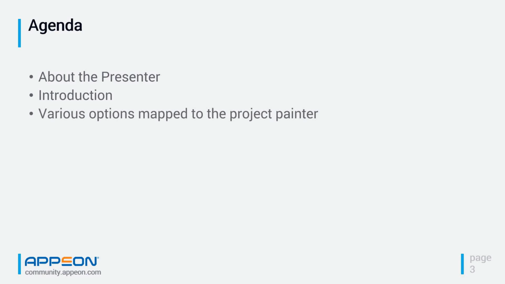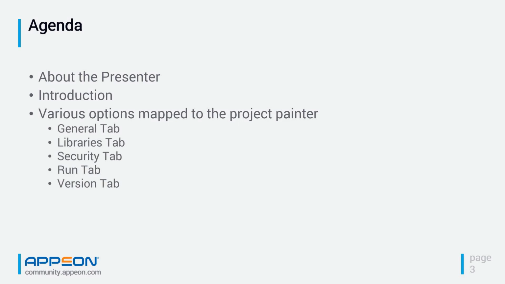We're going to go through each tab of the project painter and look to see how the options in the project painter map to the command line arguments that you use for the standalone compiler. See what's supported, what's not. The general tab, libraries, security, run, and version. That's not actually the order that they appear in the project painter. The version tab actually comes sooner than that. But we're going to go a little bit more in depth into some issues with the version tab features, so that's why we saved that for last.